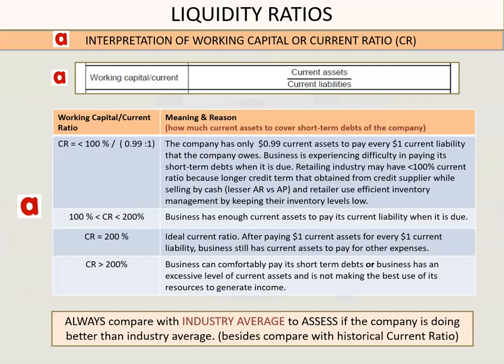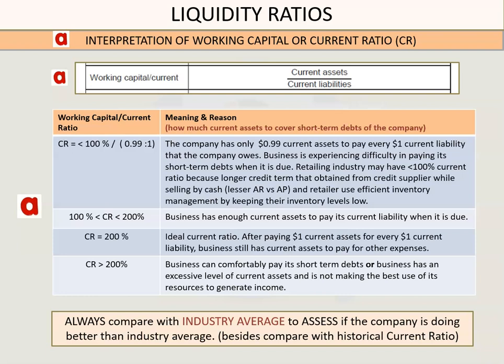Now, how do we interpret this ratio? If the current ratio or the working capital ratio is less than 100% or less than 1:1, then the reason is, as you can read there, the company only has, let's say, 99 cents of current assets to pay every $1 current liability that the company owes, and the business may be experiencing difficulty in paying its short-term debt.